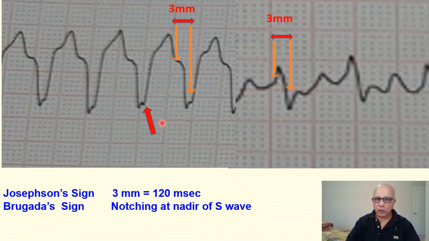The other thing, the duration from the beginning of the QRS to the nadir of the S wave. Here also, beginning of QRS to nadir of the S wave. The arrows are showing that it is 3 millimeters here. 3 millimeters is 120 milliseconds, right, in this patient. If it is more than 100 milliseconds, you call it Josephson's sign, and that is a point in favor of ventricular tachycardia. So you have two more findings here in favor of ventricular tachycardia, the Brugada sign and the Josephson's sign. Now let us look at the whole ECG once more.